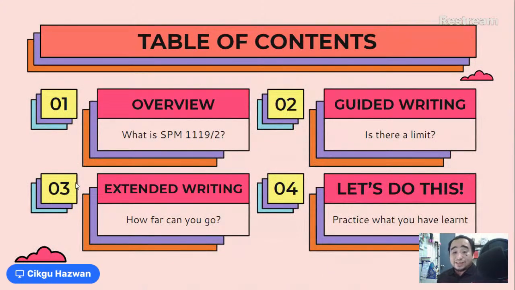So this is the table of contents for today. First and foremost, we are going to look at what 1119/2 is. It's a new paper, old paper, new format, old format. Then we are going to look at guided writing. Is there a limit in guided writing? Next, we're going to look at extended writing. And then at the end, we're going to do this together. However, number 4 we're going to do during number 2 and number 3. So all these 4 components will be during this event.